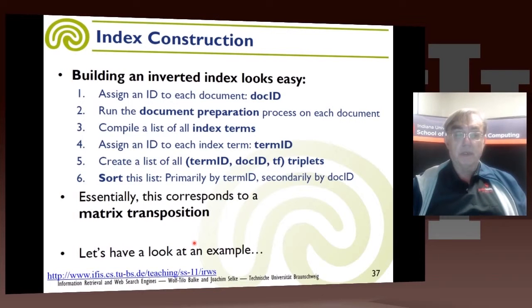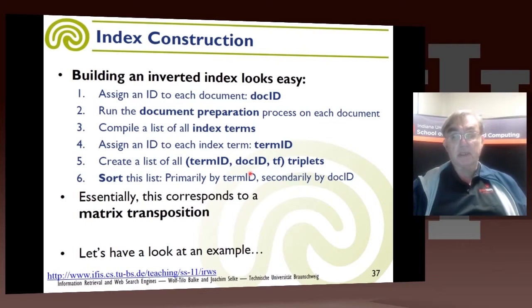And we just create a list of triplets: term ID, document ID, and term frequency, with the attached location and other types of information we may want to keep. Then we have to sort this list initially on term ID. That will allow us to associate all the triplets for the same term ID together.